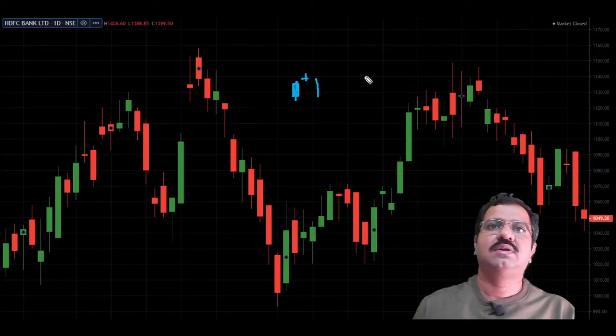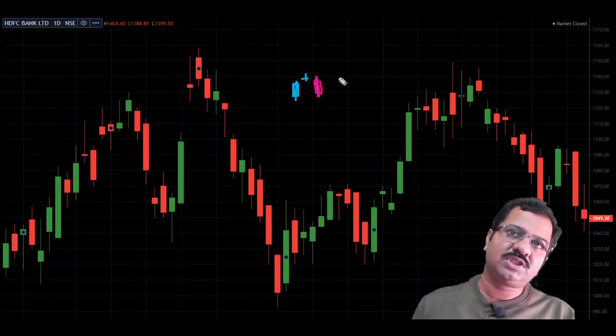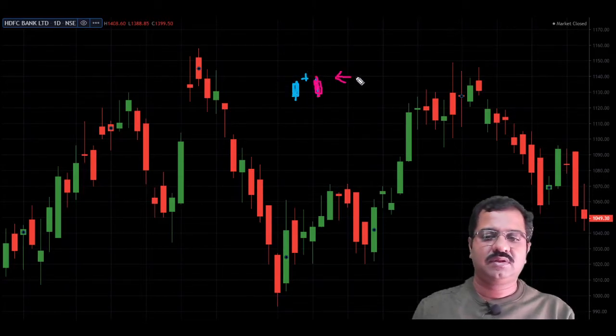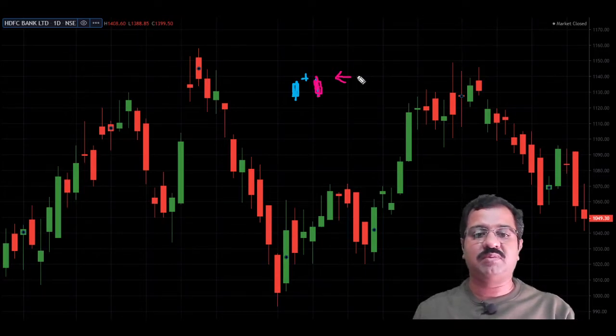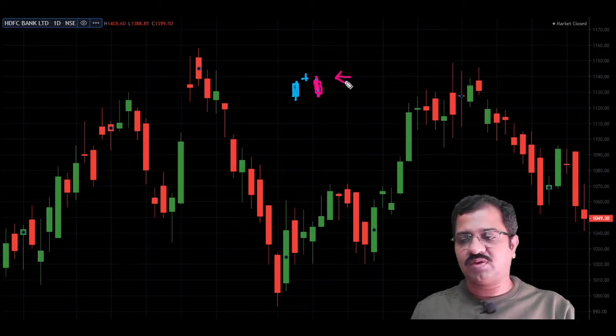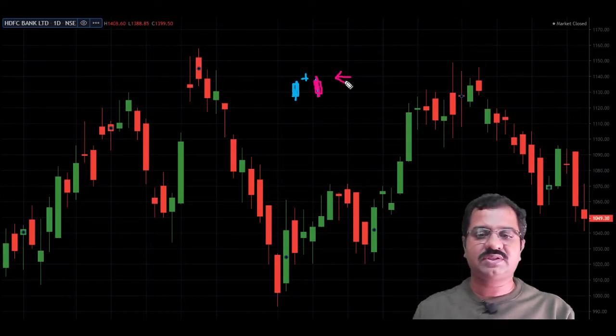Change the color. The bearish candle forms here. Okay, so these are three candlesticks. This is day 1, 2 and 3. If this pattern forms at the top, it indicates that this is a probable reversal. Okay, and this pattern is called the evening star pattern.